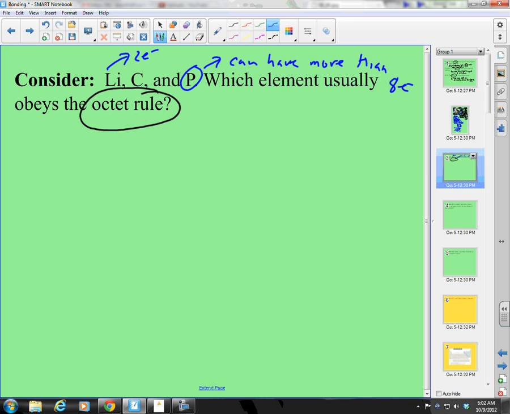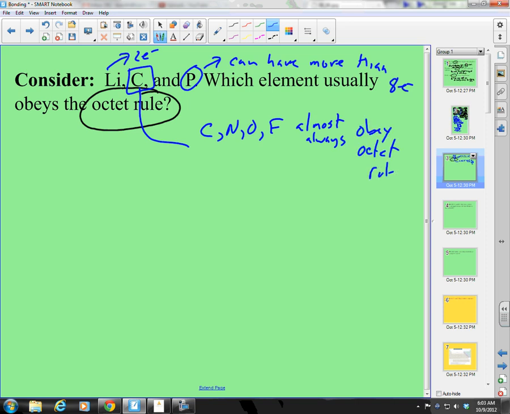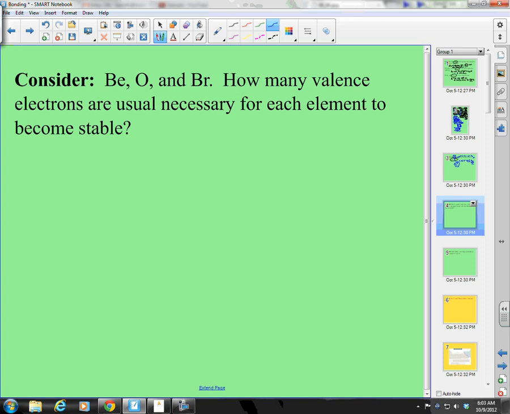And what did I say about carbon? I said carbon, nitrogen, oxygen, and fluorine almost always obey the octet rule. So our answer would be carbon. Yes? All right. Great. Here we go. Give you a few seconds. You guys come up with this one. Well, what do you think?